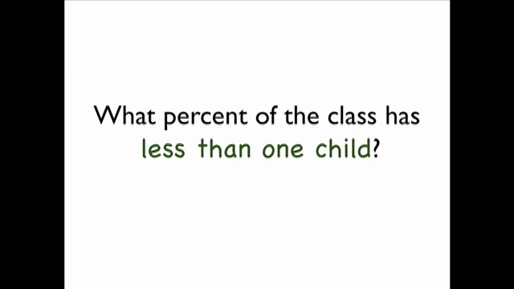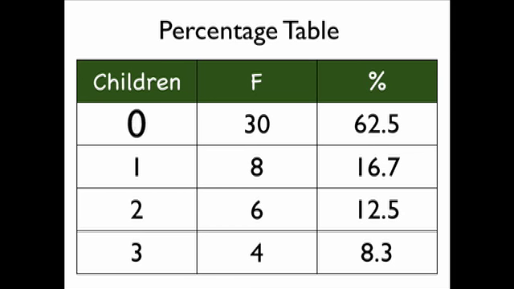What percent of the class has less than 1 child? Less than 1 means smaller than 1. The only data value that is smaller than 1 is 0. 62.5% of the class. 62.5% of the class has less than 1 child.